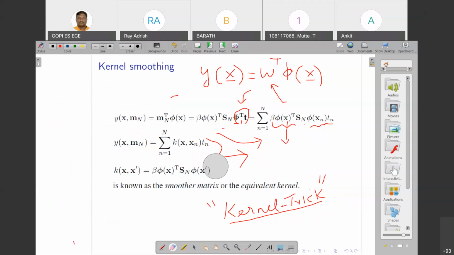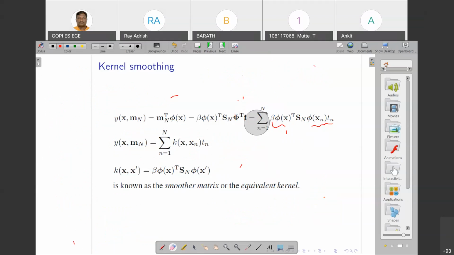So what we are doing here is this subscript n.